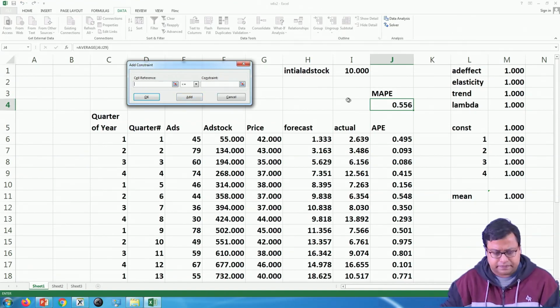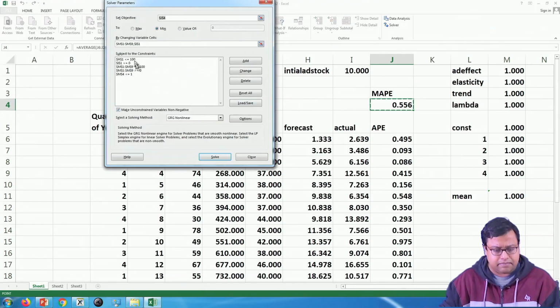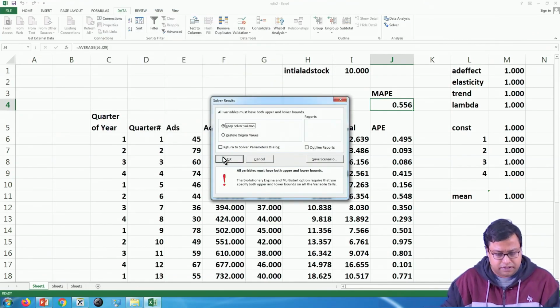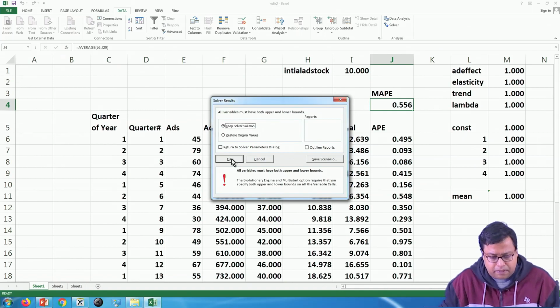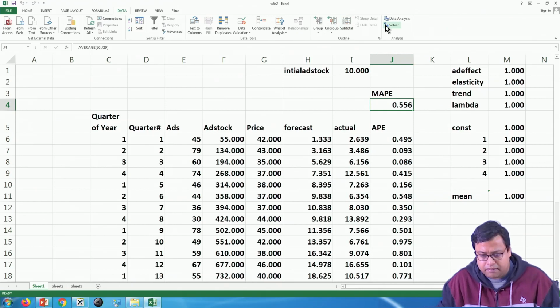I think that is fine. So, these are some of the constraints that I have written, and I will use, let us say, the evolutionary method, and I will try to solve it. So, all variables must have upper and lower bounds. Do I not have upper and lower bounds for every variable?